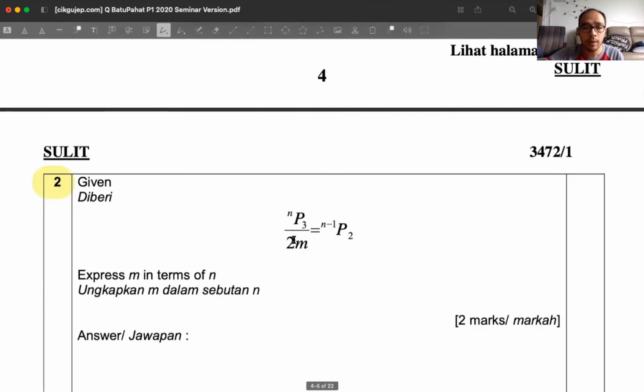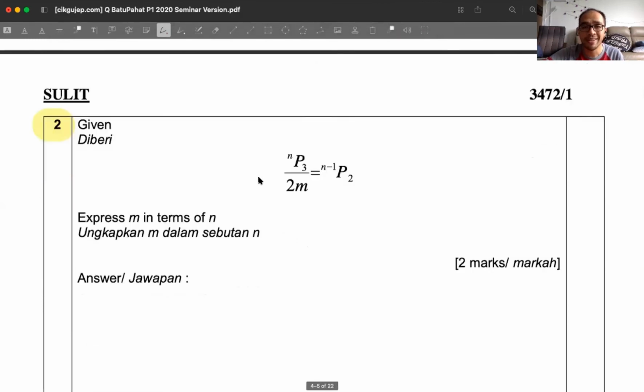Okay, now I want to talk about this because when I discussed this question, a lot of people got confused with this. So let's talk about this. So nP3, you know what? I'm going to talk about nPr. So the permutation formula, we always can count from this one.